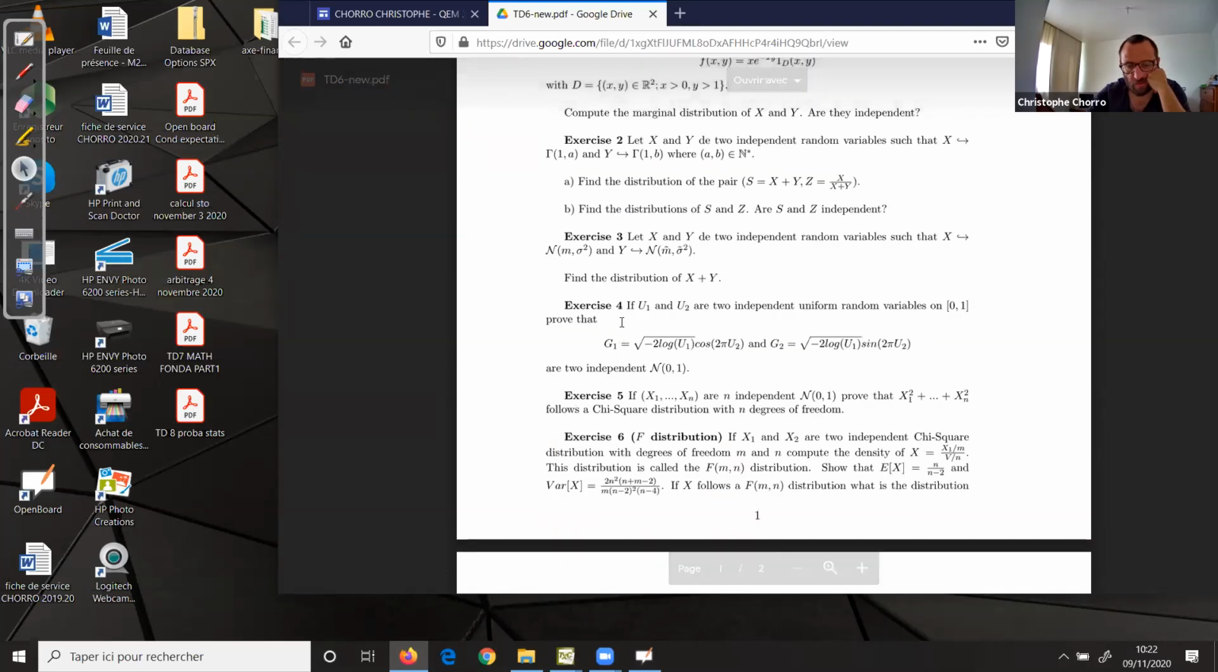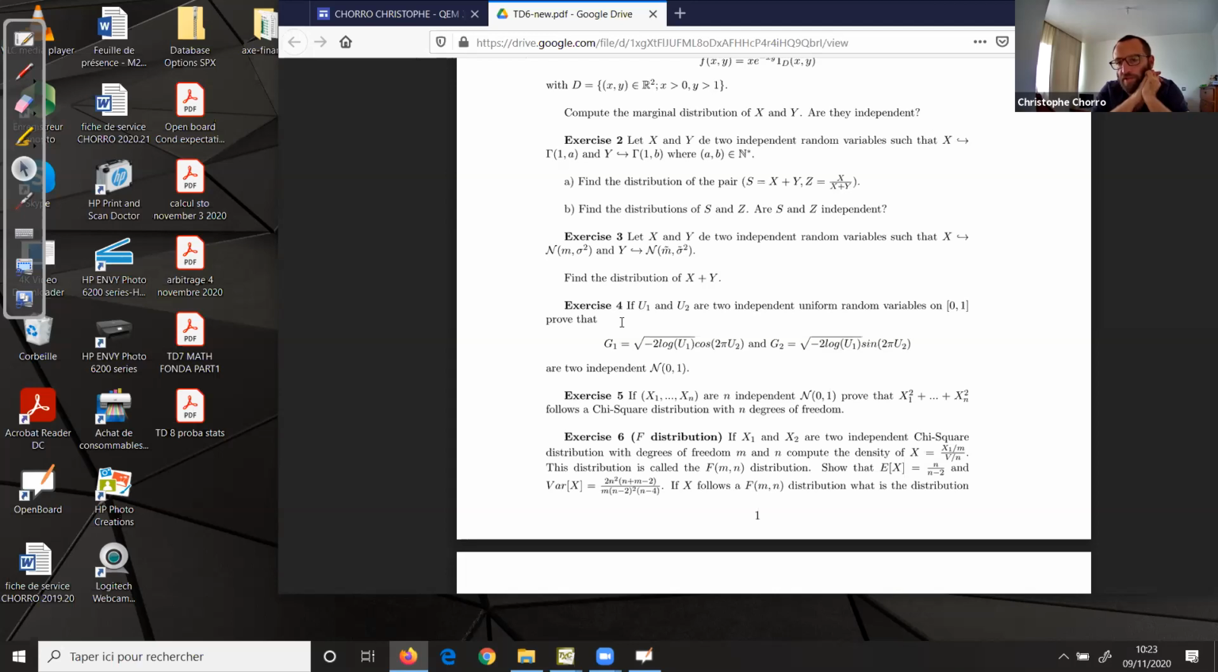Exercise 4 of the list 5 or the list 6, okay, so I haven't corrected this one, because the computation of the Jacobian matrix is not tricky, but I don't want to spend time on this one, but the result is important, in fact, more than the proof. And what is the result of exercise 4? It tells you how to generate a pair of independent N(0,1) from two independent uniforms on the interval (0,1).